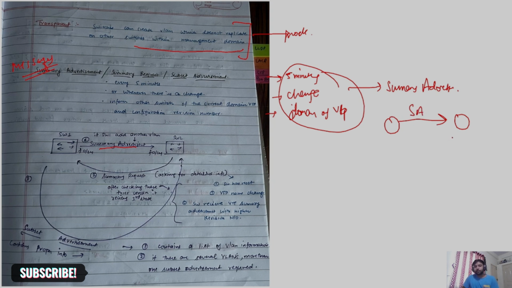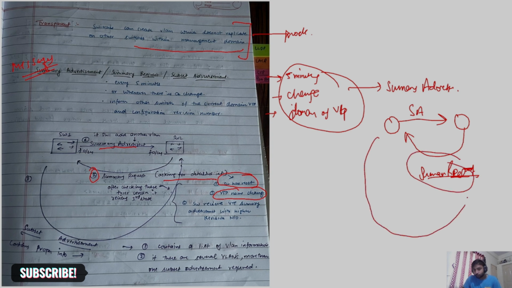Once it sends a summary advertisement, the other switch will ask for detailed information about these changes. Then it will send a summary request. This is the second point: after asking for detailed information, like if the switch has been reset or the VTP name changed, what happened, or do you have anything with a higher revision number? This is what the other switch asks switch one. Then, after getting the summary request, switch one transfers the actual data, which is the subset advertisement, and this contains a list of VLAN information and the changes that have been made, and all this happens with the revision concept.